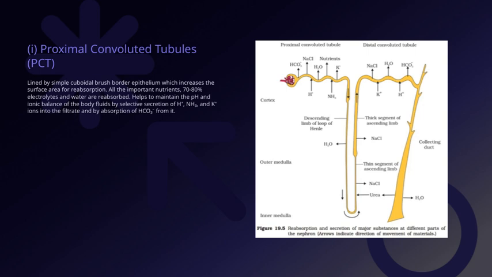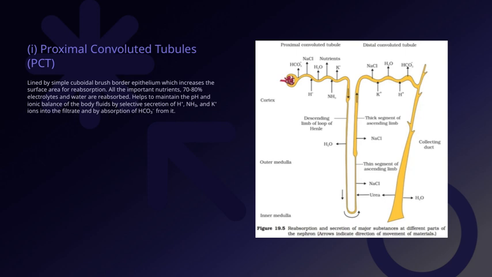Let's take a closer look at the lining of the proximal convoluted tubule. It's lined by a simple cuboidal epithelium with a brush border, which is essentially tiny microvilli that greatly increase the surface area. This expanded surface area is crucial because it enhances the tubule's ability to reabsorb nutrients and other vital substances from the filtrate. Now, most of the important nutrients, think glucose, amino acids, and a significant portion, around 70 to 80%, of electrolytes and water are reabsorbed here. This process is essential for conserving the body's resources and maintaining homeostasis.